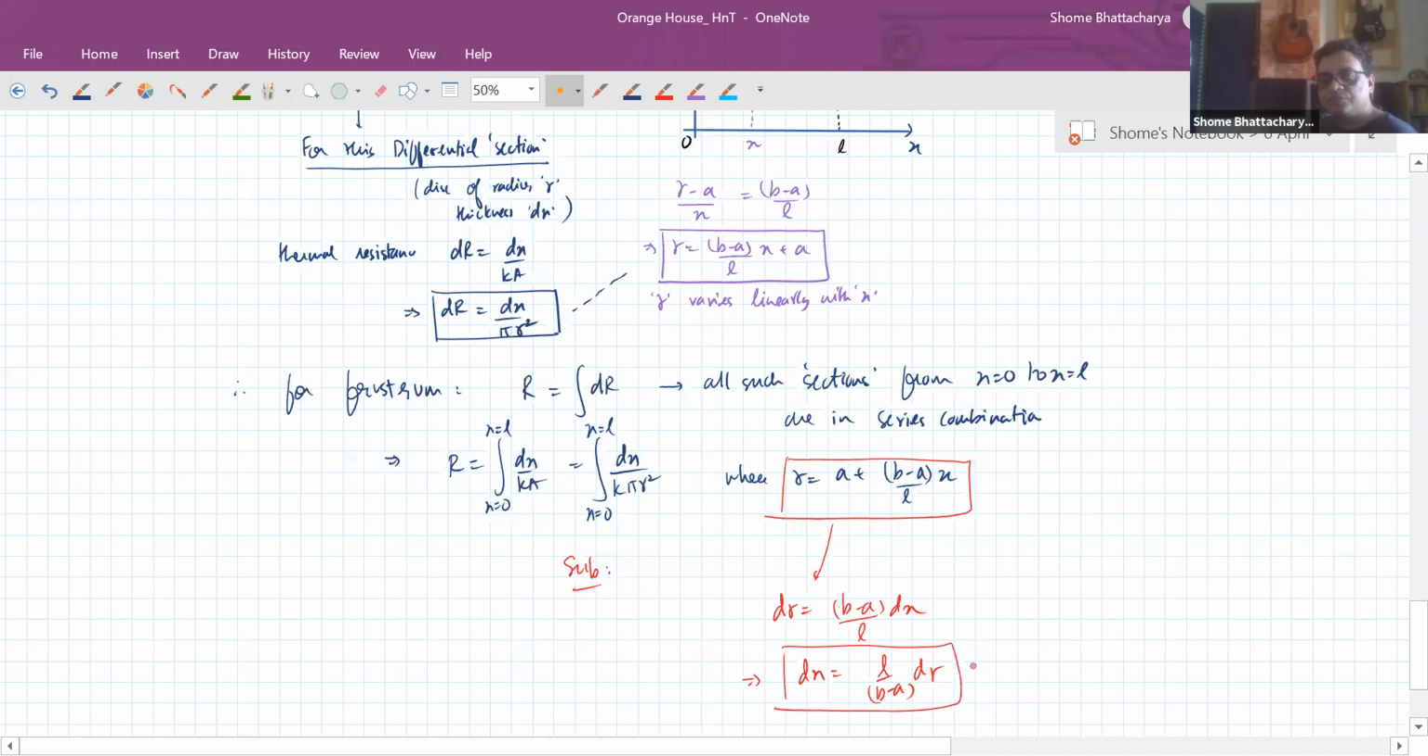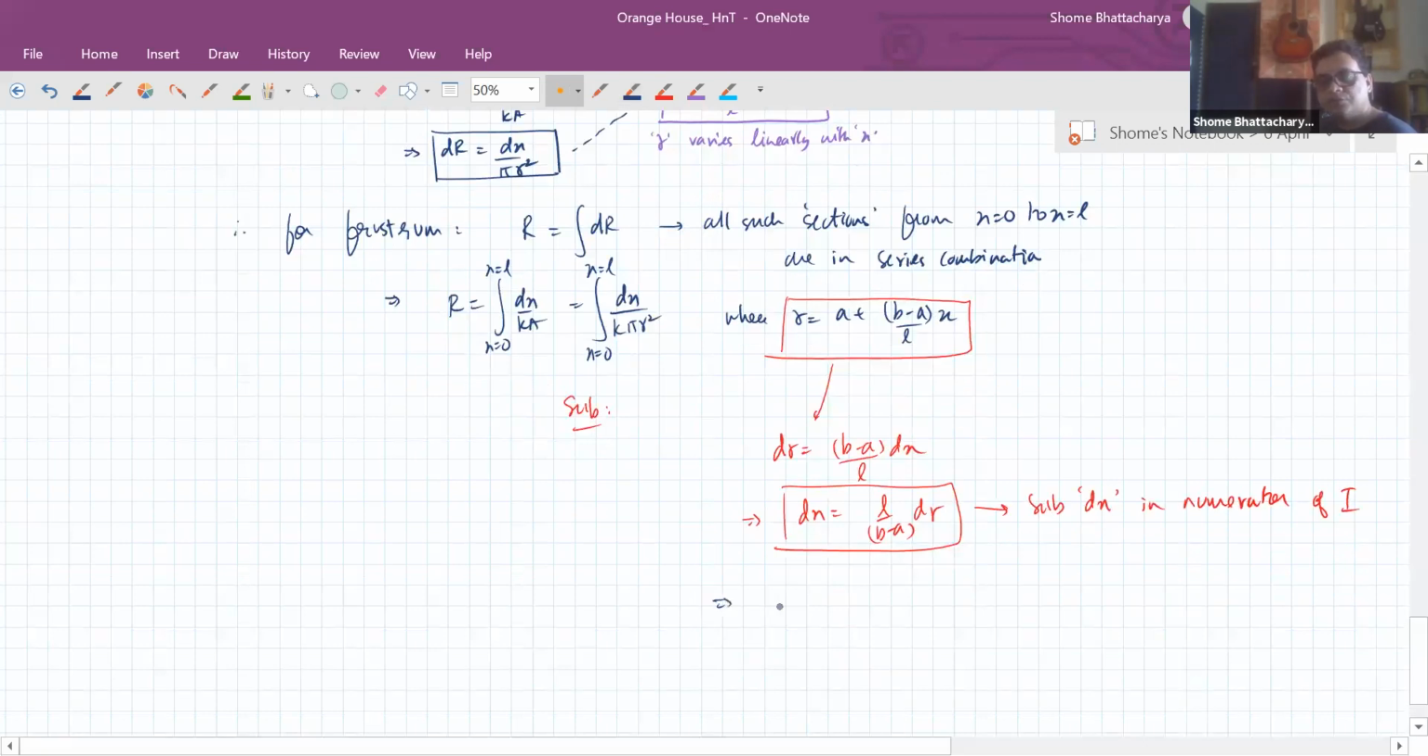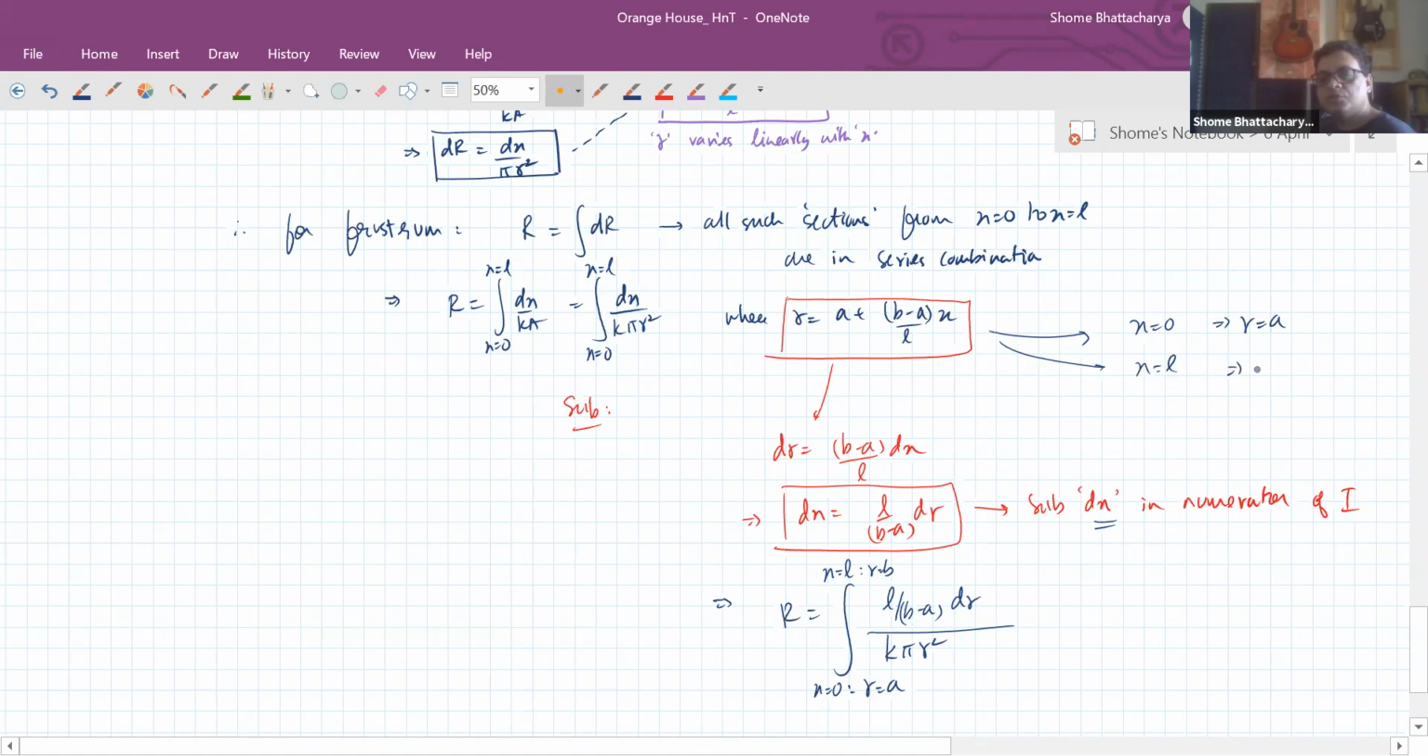So we will substitute dx in the numerator of the integration. Okay. So the integration will now become, just substitute dx in the numerator as this L upon (b minus a) into dr. And the limits become: x equal to 0 corresponds to r equal to a, and x equal to L corresponds to r equal to b. So you can see that over here. So this becomes, now take all the constants outside.